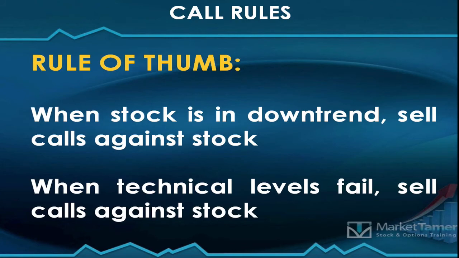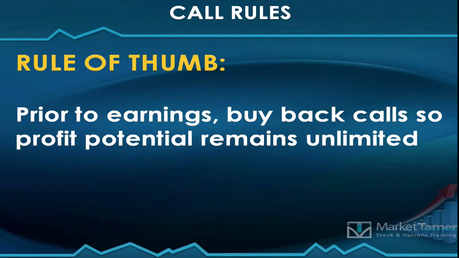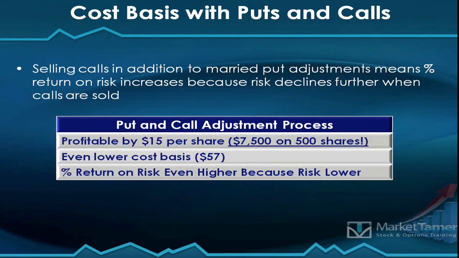Again, this is not advanced. I'm not making this the prettiest example we could. This is actually the low side, the conservative side. When a stock's in a downtrend, we want to sell calls against the stock. It's that easy. And when technical levels fail, we can add short calls there too. Prior to earnings, generally speaking, you do want to buy back those short calls so your upside remains unlimited.